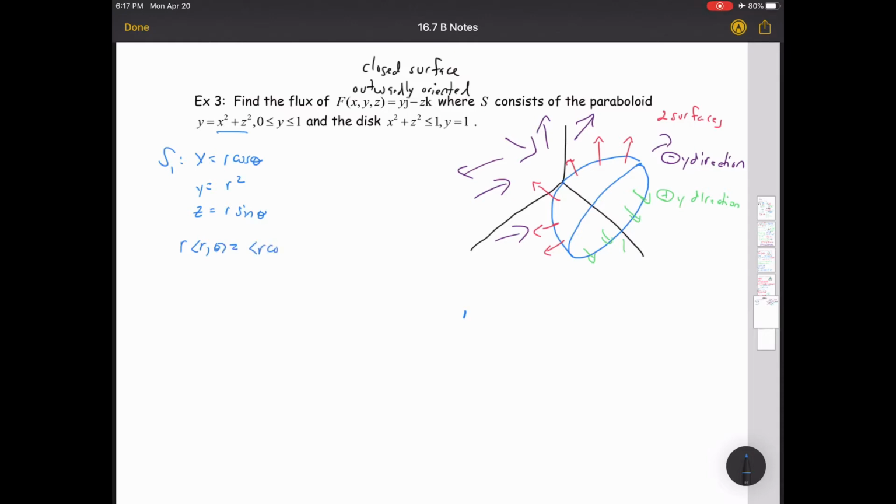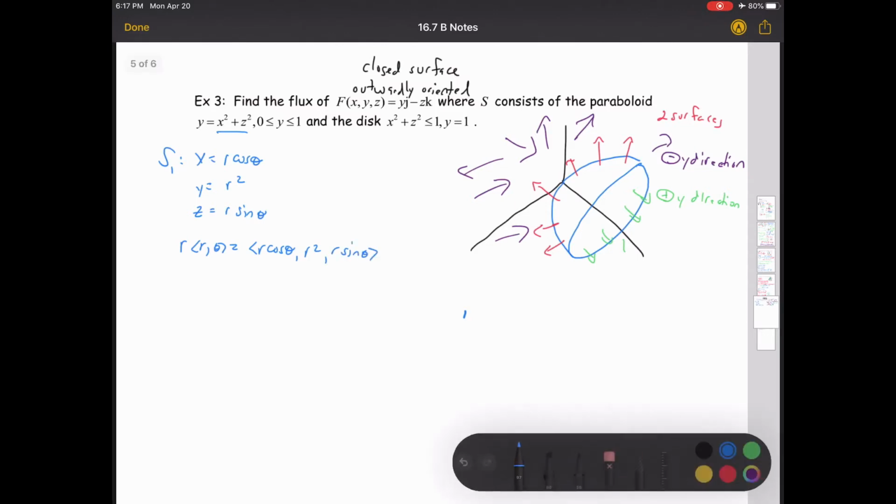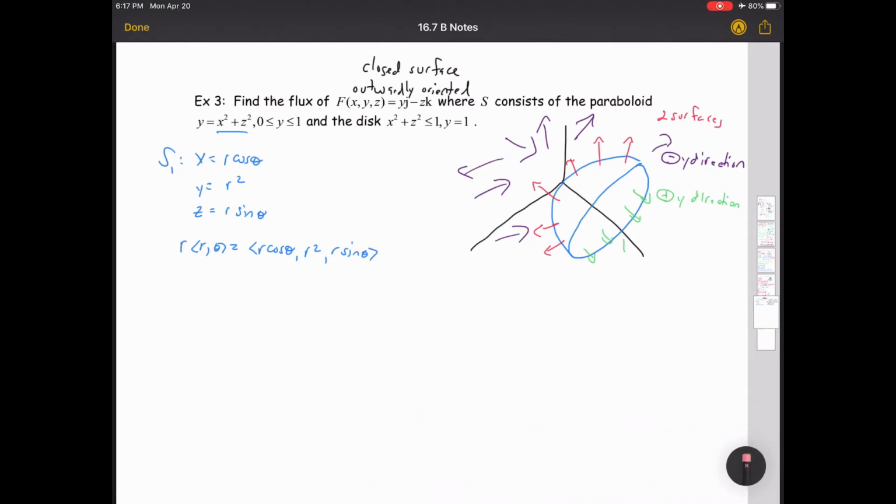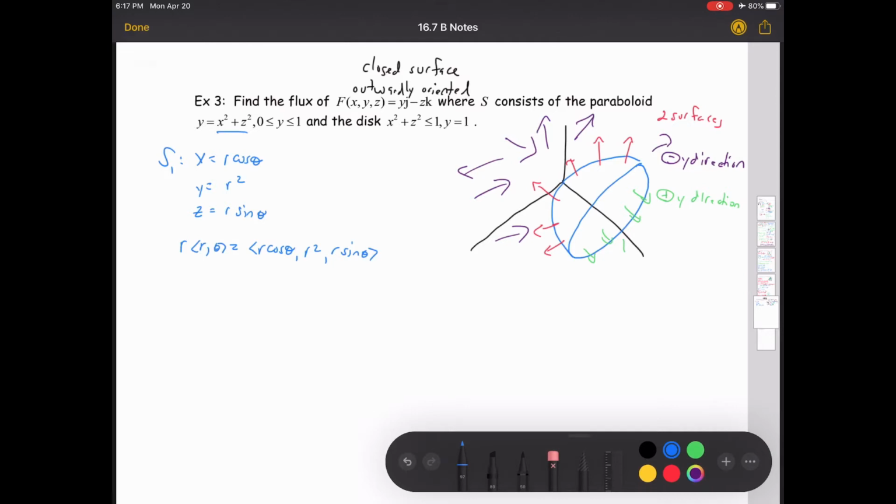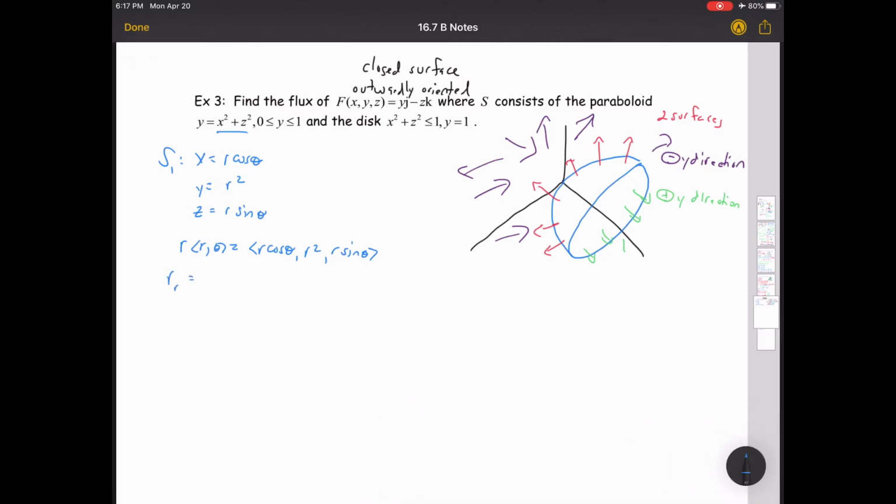And so we're going to get r cosine theta, r squared, r sine theta. All right, that's going to be our r. So let's go ahead and find r sub r, which is going to be cosine theta, 2r, sine theta. Our r sub theta is going to be negative r sine theta, 0, r cosine theta. And then we're going to need to cross.